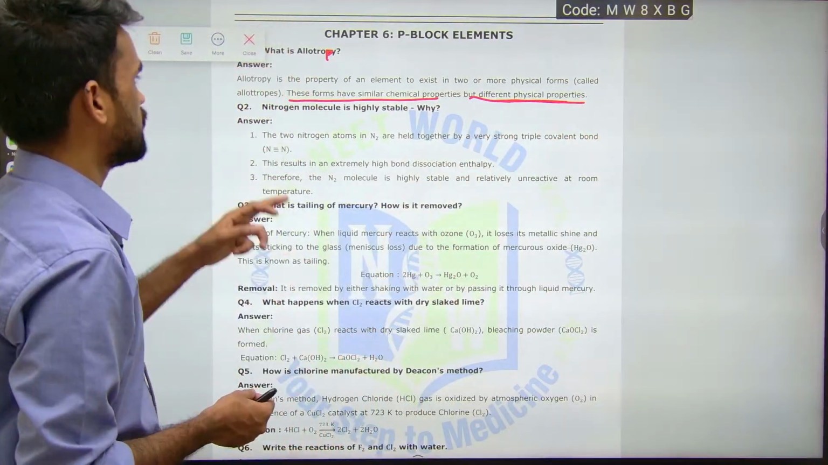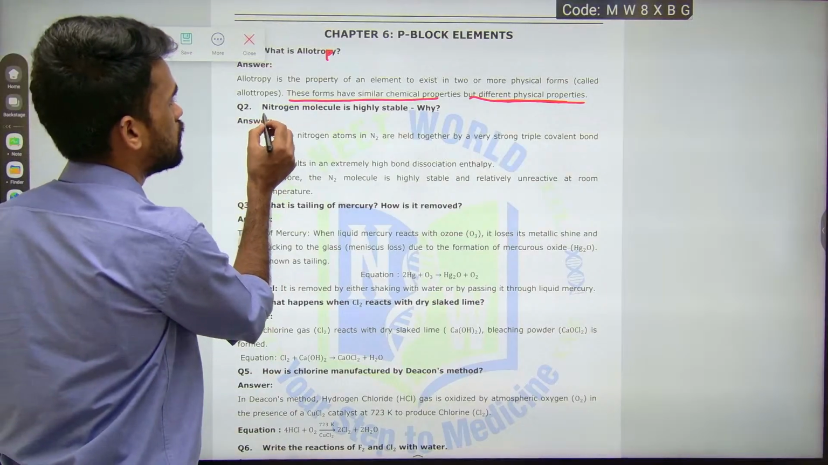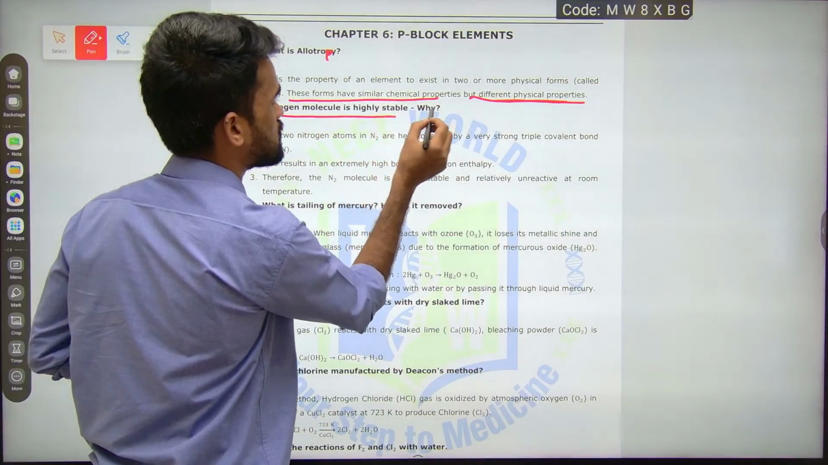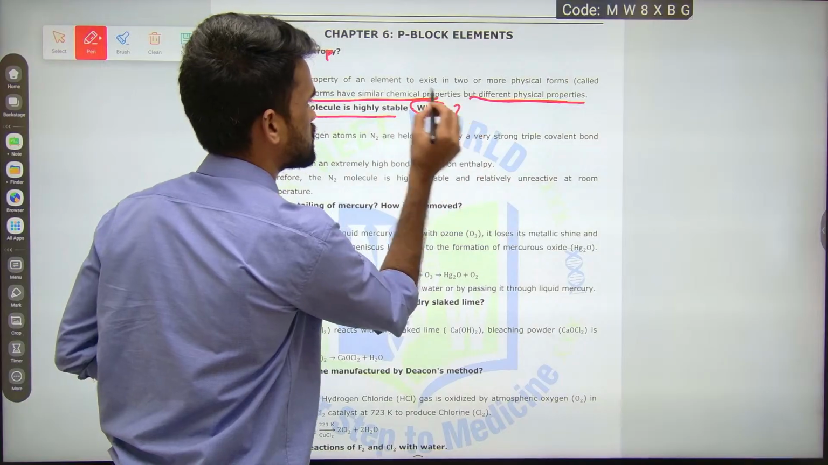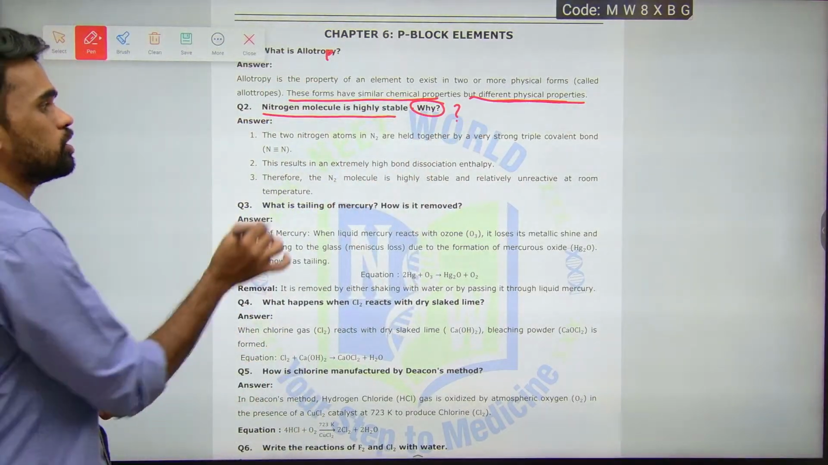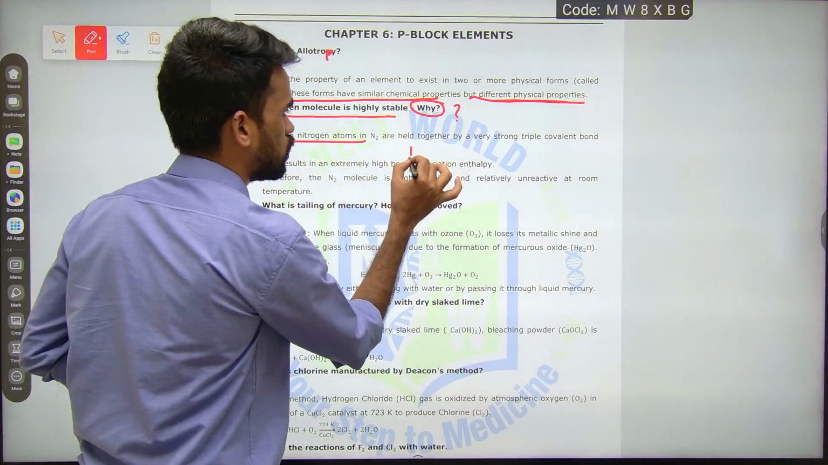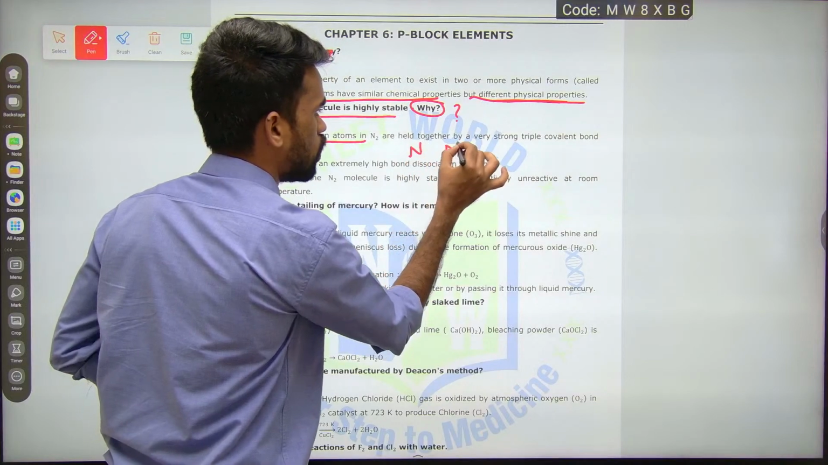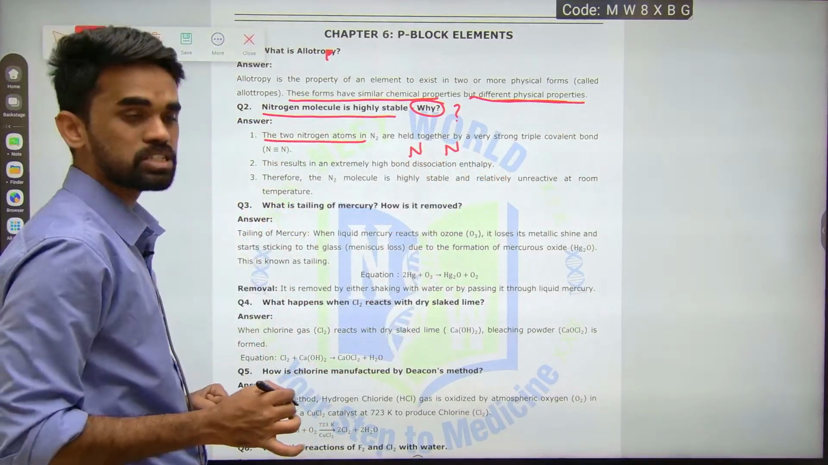The next question: nitrogen molecule is highly stable. Why is it stable? The 2 nitrogen atoms in the N2 molecule, how do you write it? There are 5 valence electrons in nitrogen, right?